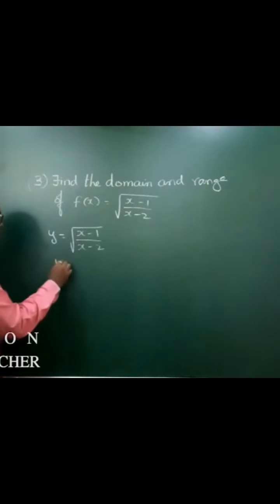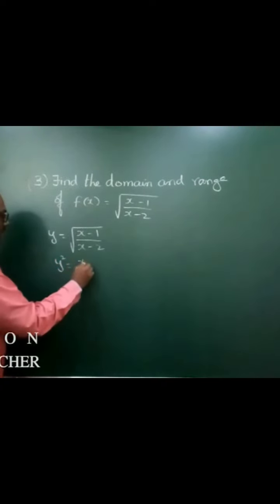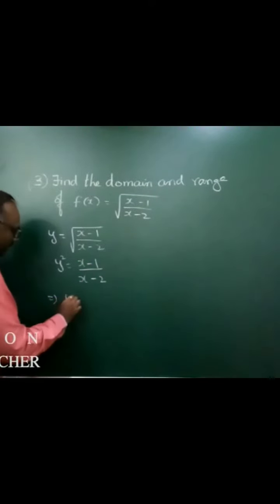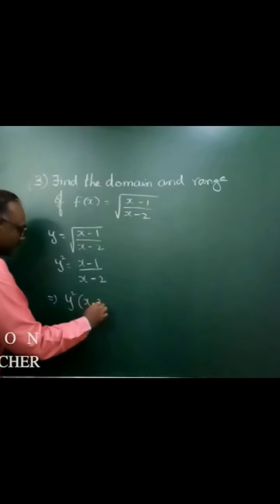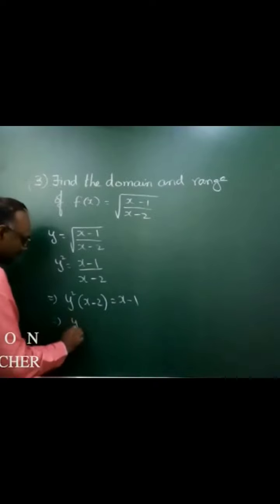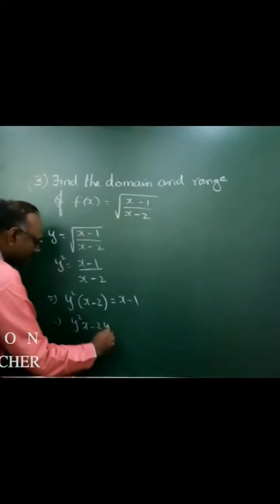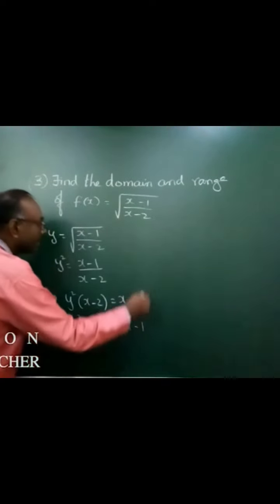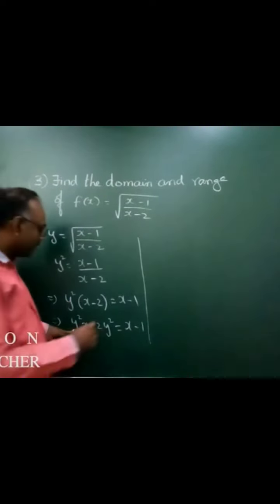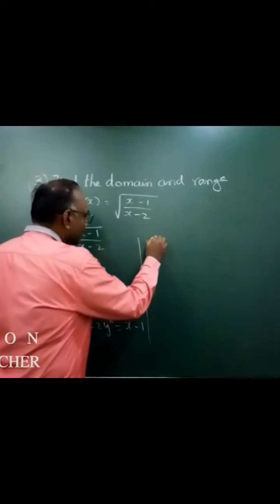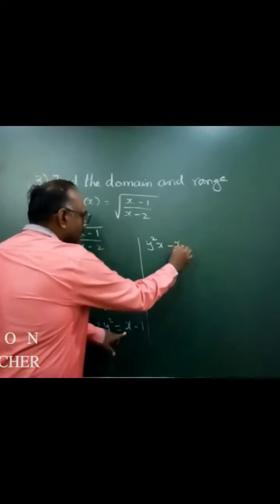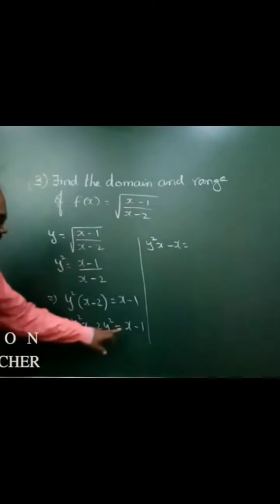So on squaring both sides, we get y² = (x − 1)/(x − 2). On cross multiplication, we get y²(x − 2) = x − 1, which implies y²x − 2y² = x − 1. Now, segregating all the x terms, we get y²x − x = 2y² − 1.